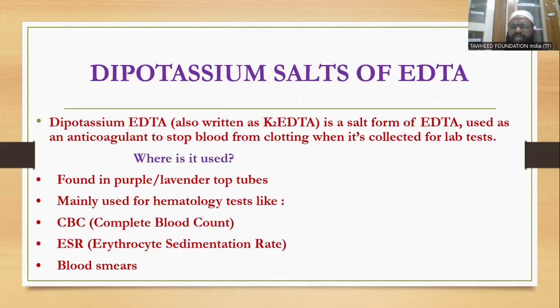So coming to dipotassium salts of EDTA. Already we discussed K2, K3 like this. Dipotassium EDTA, also written as K2 EDTA, is a salt form of EDTA used as an anticoagulant to stop blood from clotting when it's collected for lab tests. Where is it used? Found in purple or lavender top tubes, mainly used for hematology tests like CBC, already we discussed, and blood smears can also be done.